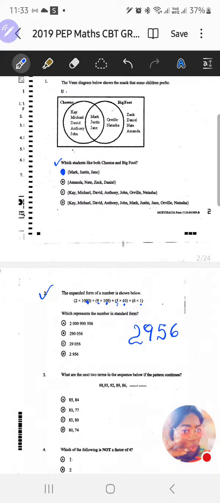So our number from this expanded form would be 2,956. Let's find that in our options here. All right, so that's option D.